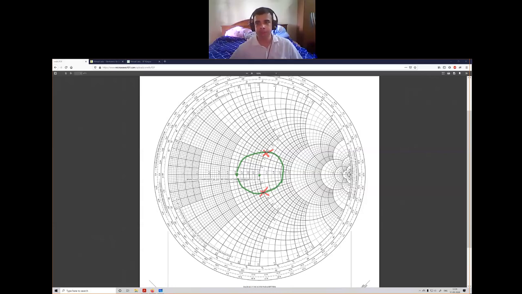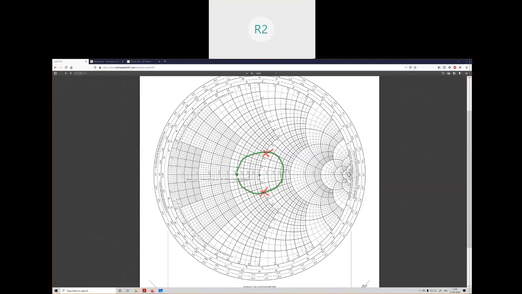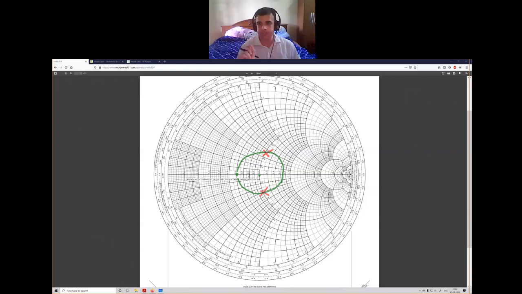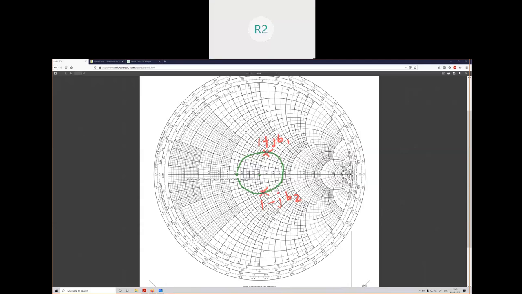You have guessed absolutely correctly. 1 point something. Not 1 point something, it is 1. See this circle carefully. This is the one circle, the normalized resistance of this circle is 1. Okay. So this point has an impedance of 1 plus jB1 and this has 1 minus jB2. Is this okay? Yes, sir. Now look carefully.